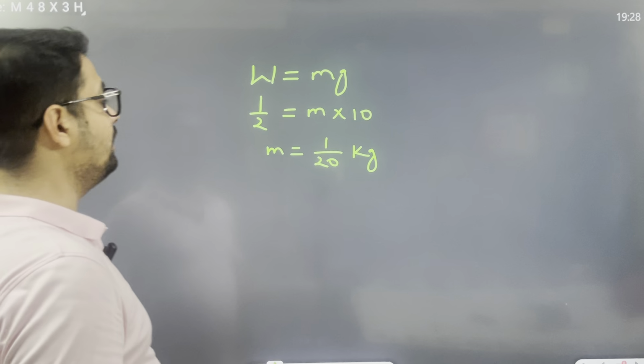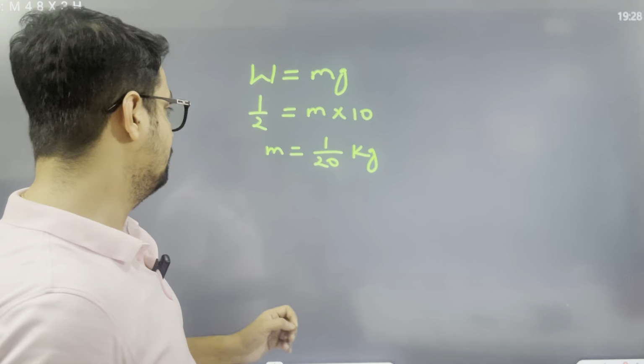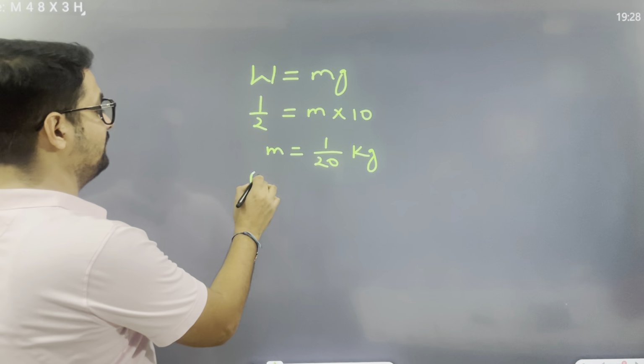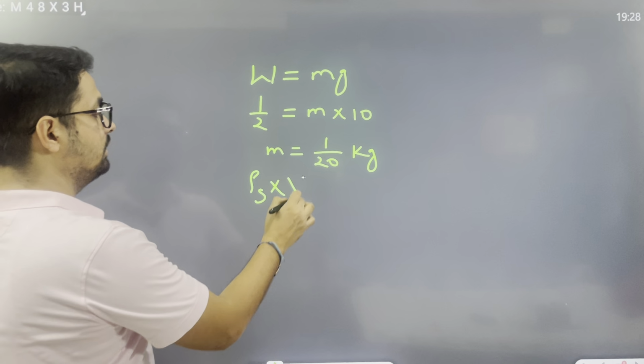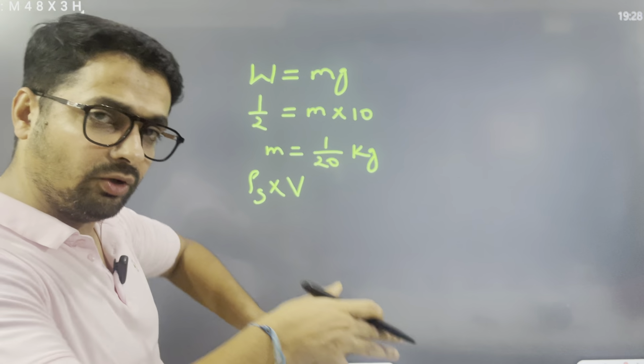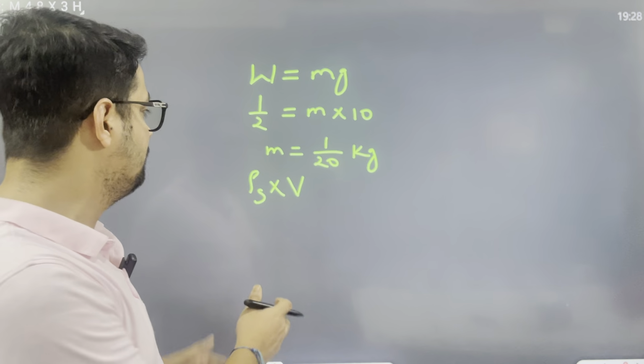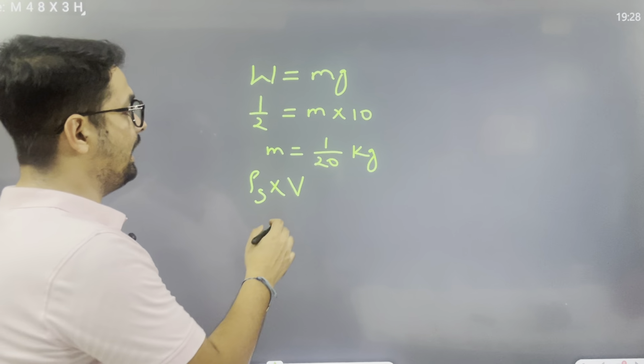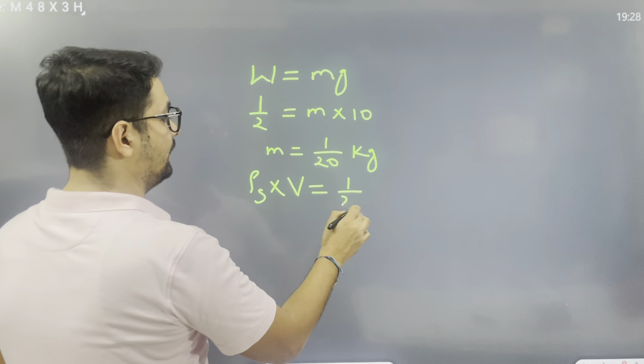Now density equals mass by volume, so mass equals density into volume. So density of solid into volume, and the volume is nothing but the total volume because it is completely immersed. So whatever we find, that is the total volume. We will find the volume from the second part, and then 1 by 20 I will write.